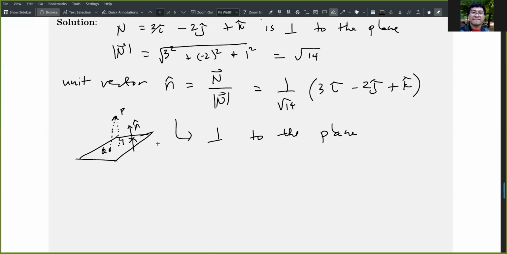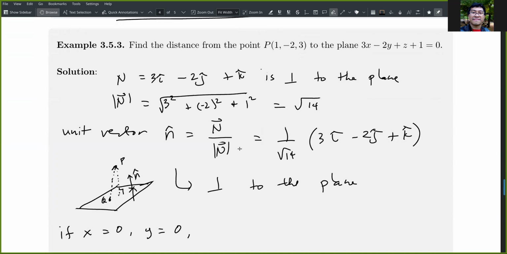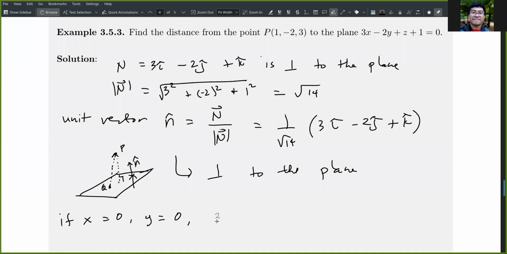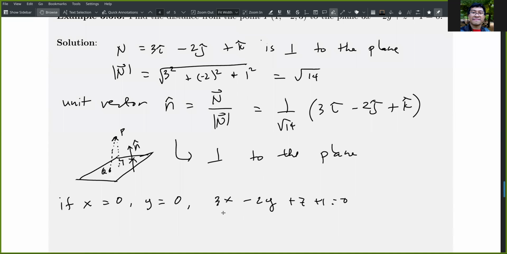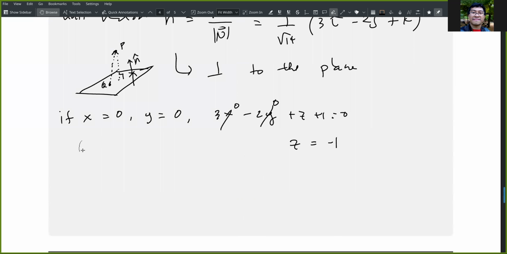Okay. So what we need is this Q that could be any random point. Suppose we choose x equals 0, y equals 0. In this case, if x is 0, y is 0, so you have 3x minus 2y plus z plus 1 equals 0. So this is 0, 0. It means that z equals negative 1. So q equals (0, 0, -1).